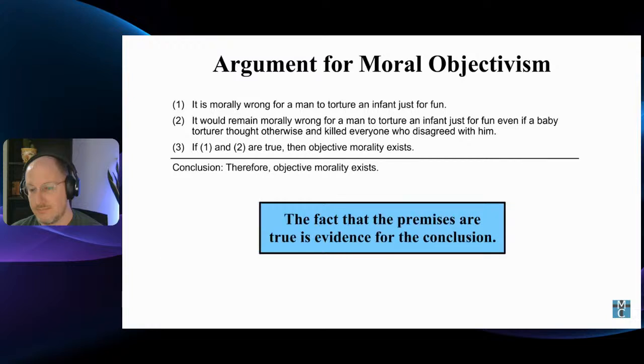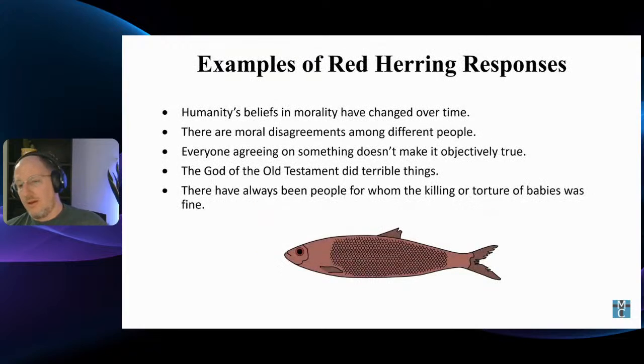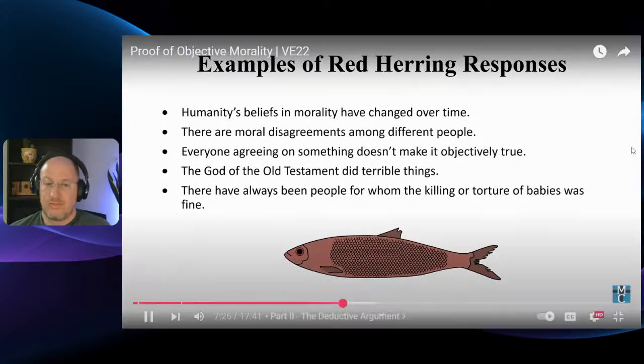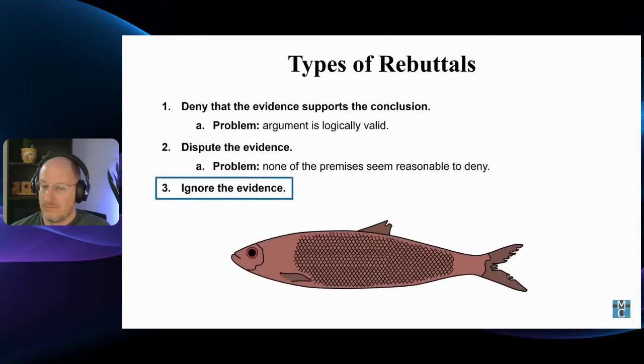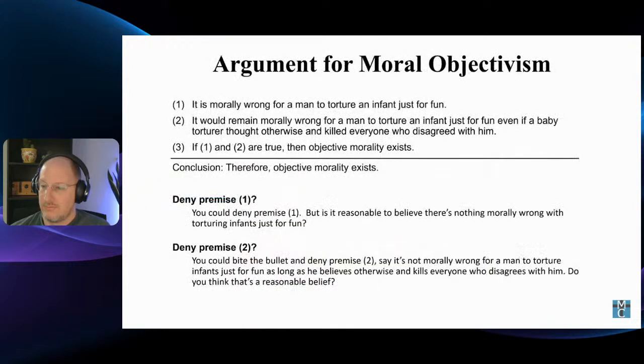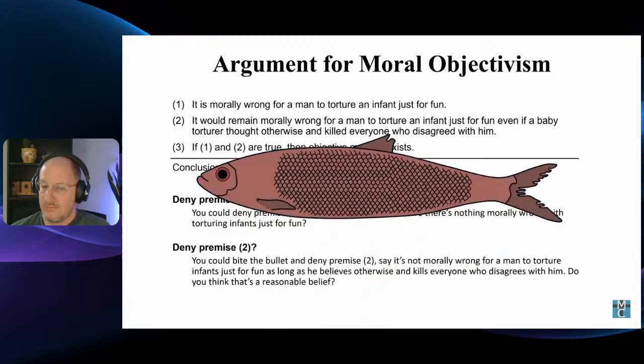Remember, the fact that the premises are true is evidence for the conclusion. So by ignoring the premises, one is ignoring the evidence for objective morality here. So don't be fooled by red herrings that distract from whether the premises are true. Because such red herrings are a way of employing tactic 3 here, they're a way of avoiding the evidence by virtue of talking about something else instead. But one can't refute the evidence for objective morality by evading it with red herring responses.